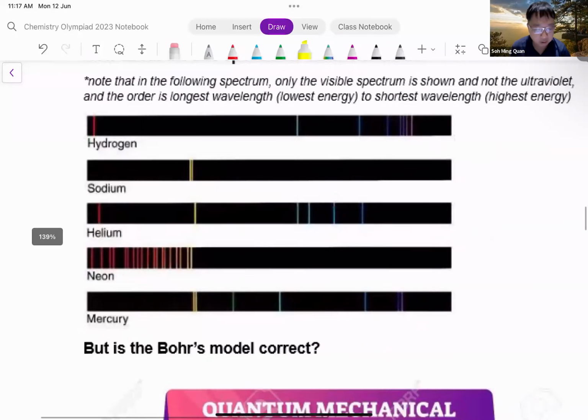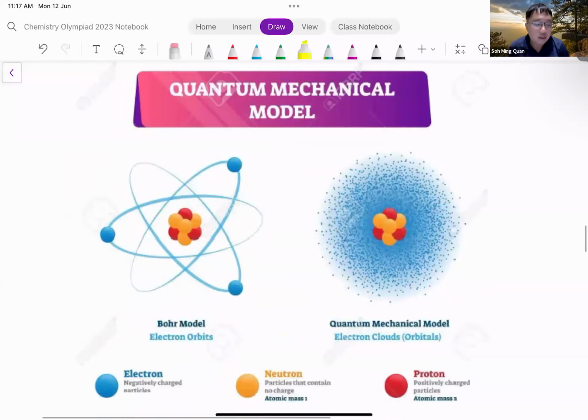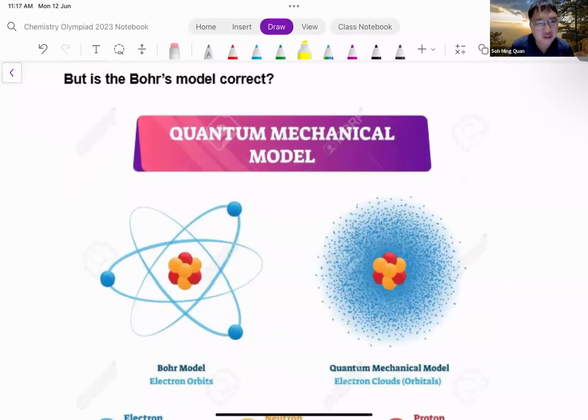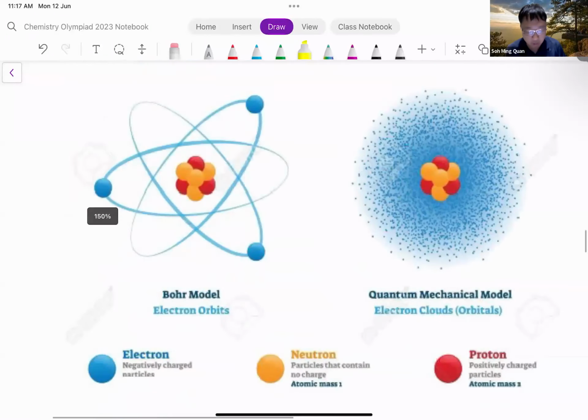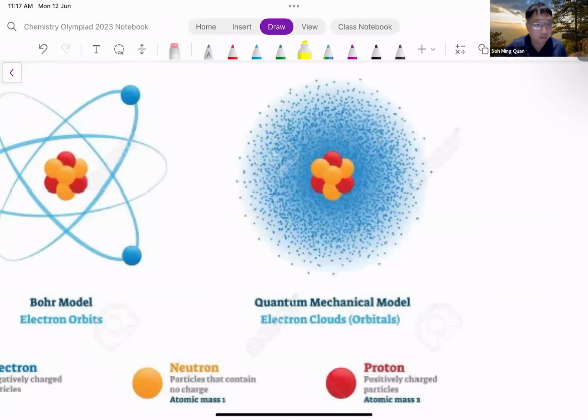Now, is the Bohr's model 100% correct? Obviously not. We just mentioned just now, the Bohr's model doesn't have orbitals, doesn't have subshells. So now we commonly teach the quantum mechanical model at higher levels. The quantum mechanical model involves something that's quite unique, which is the idea of an electron cloud in an orbital. So you have learned orbitals before, right? You have learned S, P, D, F orbitals.